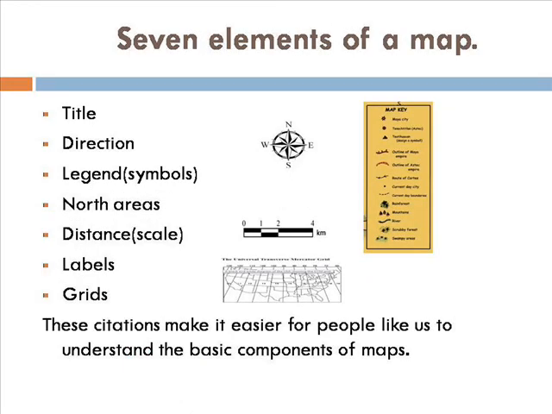A map contains 7 elements. Number 1, title. Number 2, direction. Number 3, symbols. Number 4, north area. Number 5, scale. Number 6, labels. And number 7, grids. These elements make it easier for people to understand the basic components of a map.